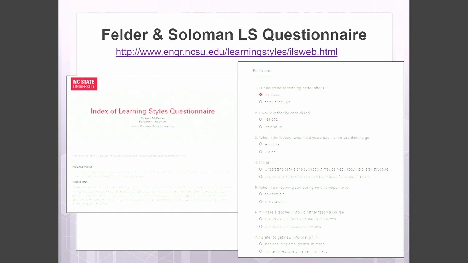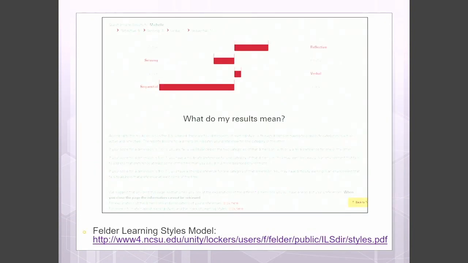Or when I'm learning something new, it helps me to talk about it or think about it. And what this does is it will give you a summary of what your learning style is, based on their model. I like their model because it tells your students you are on a spectrum. You are either active or reflective, but somewhere in between. You are sensing or intuitive, somewhere in between, visual versus verbal, and sequential versus global.